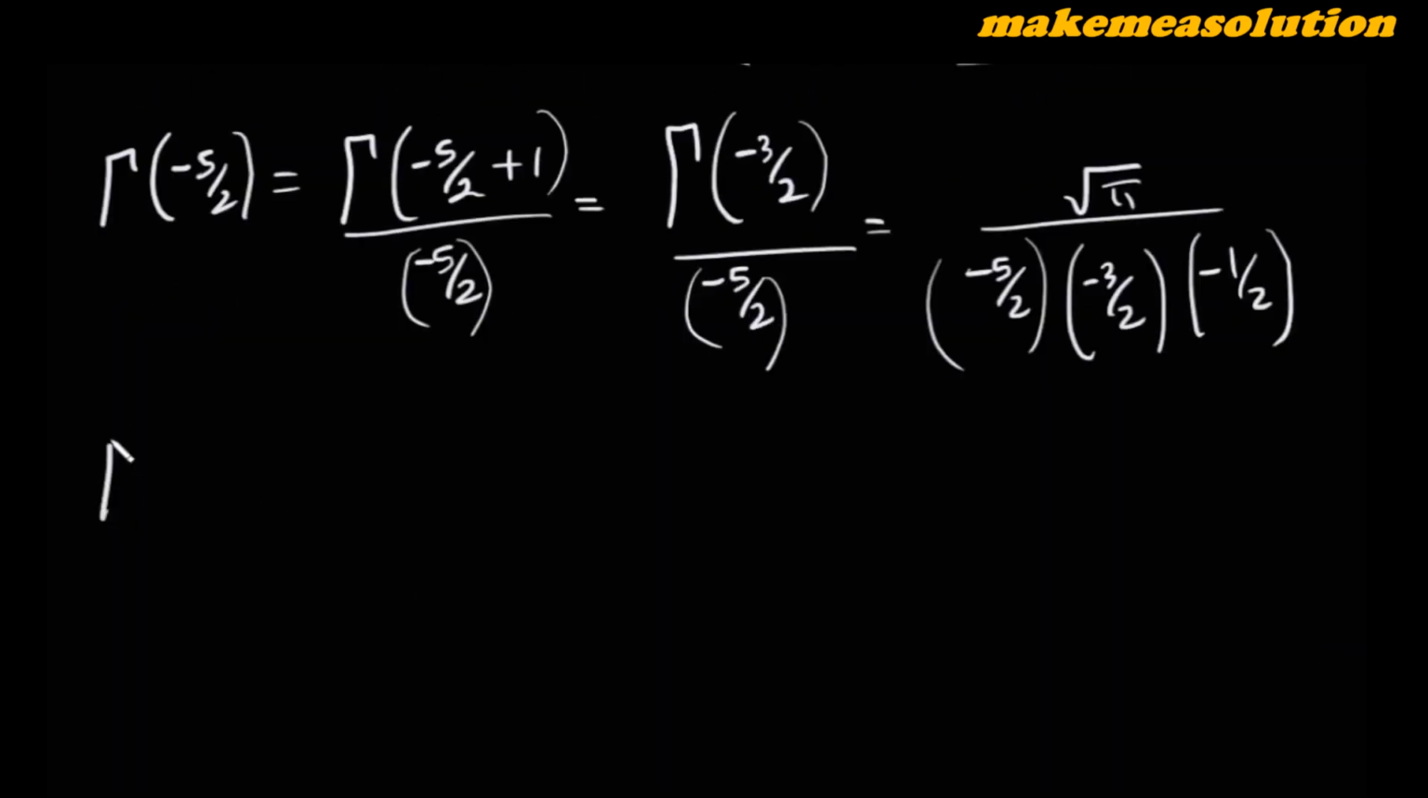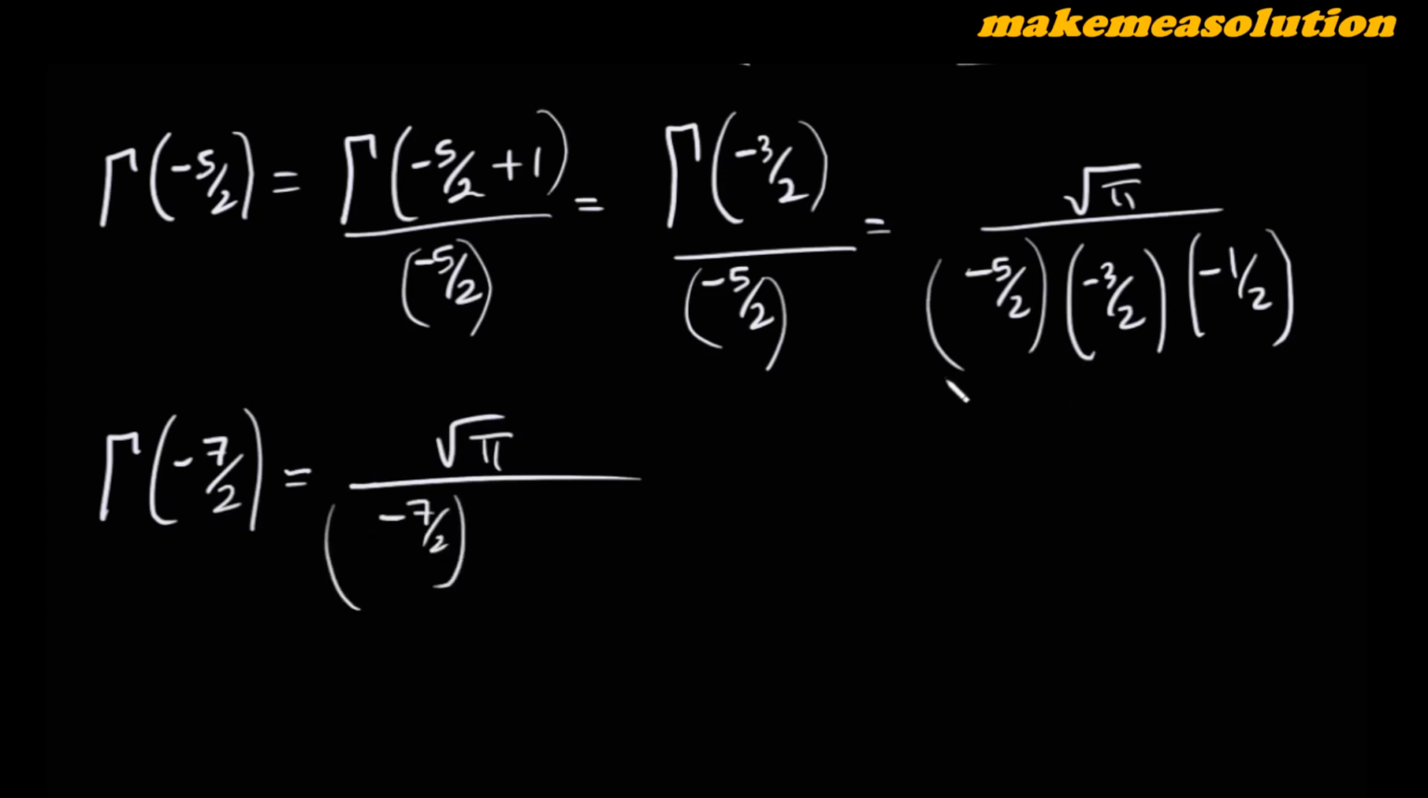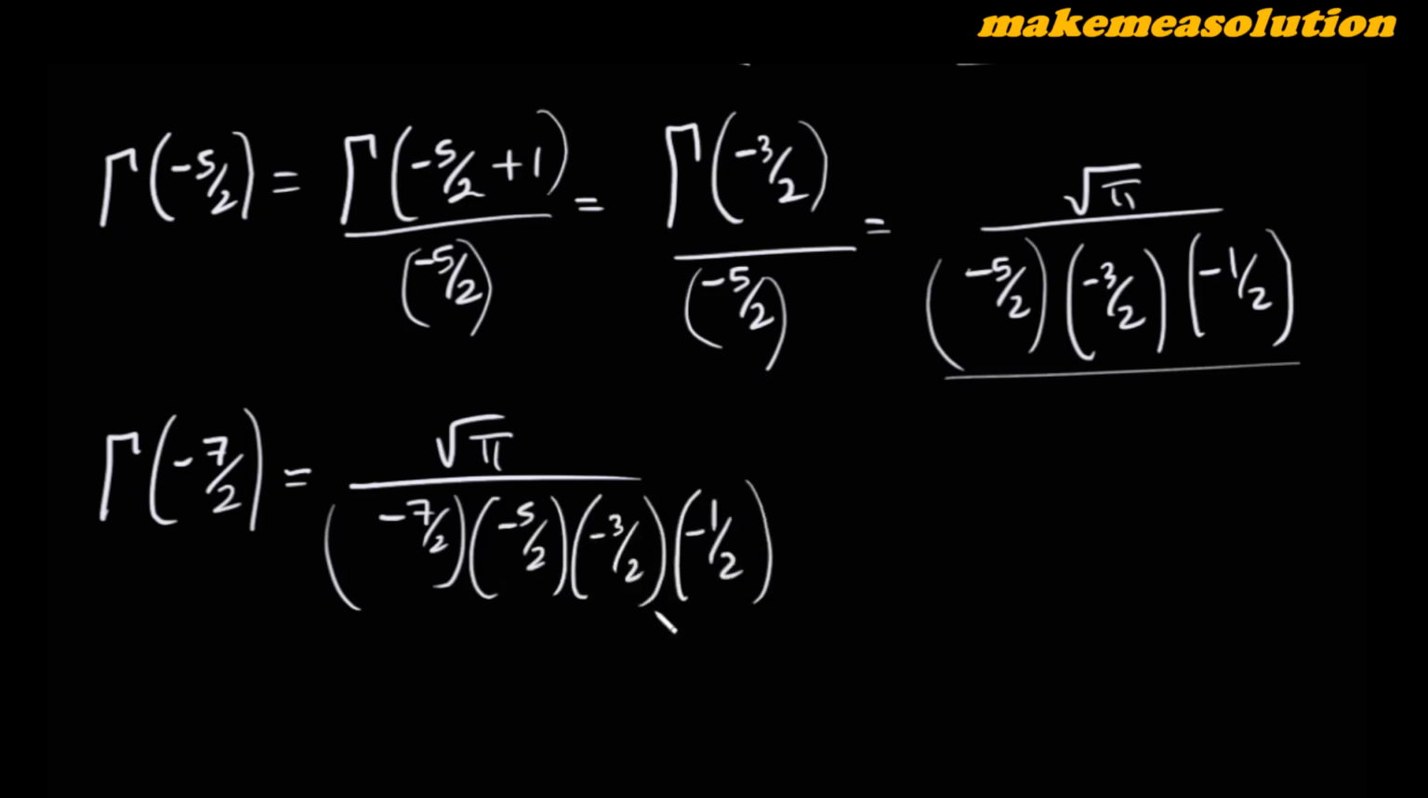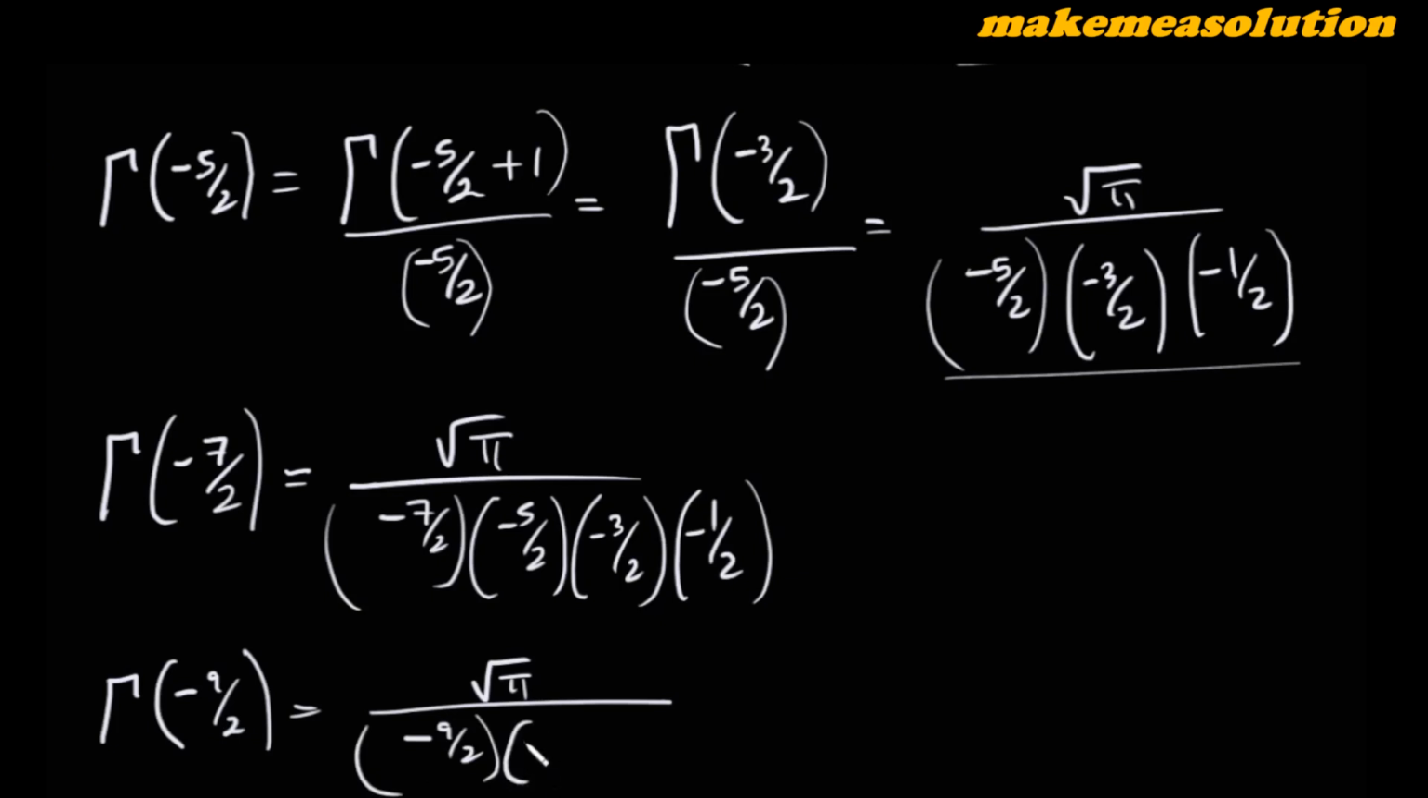So you can guess what gamma of minus 7 over 2 will be. It's going to be root pi all over, just the pattern. So we'll have minus 7 over 2, then we repeat the remaining ones: minus 5 over 2, minus 3 over 2, minus 1 over 2. So let's go to gamma of minus 9 over 2, which will be root pi all over minus 9 over 2, minus 7 over 2, minus 5 over 2, minus 3 over 2, and minus 1 over 2.